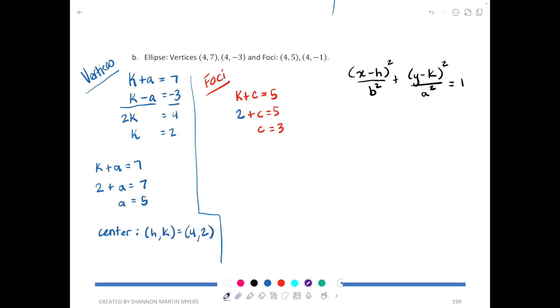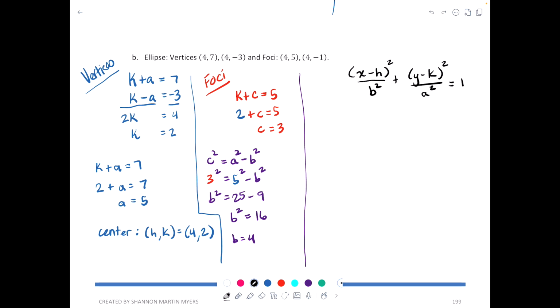So recall that c squared is equal to a squared minus b squared. So that means that 3 squared is equal to, a was 5, and then minus b squared. We're squaring the 5. And so b squared will be 25 minus 9, and b squared will then be 16. And so b itself will be 4, but we can write it in its squared form.